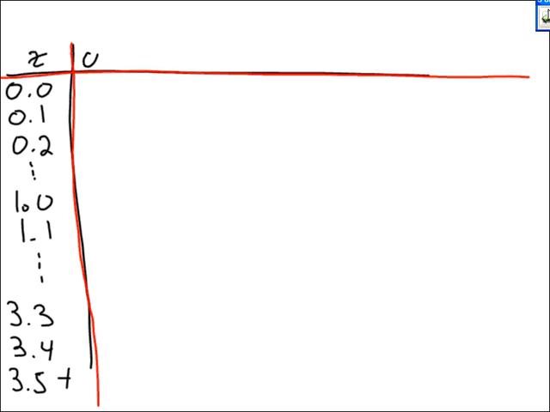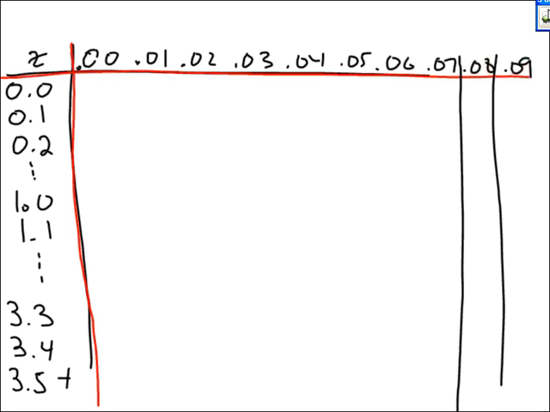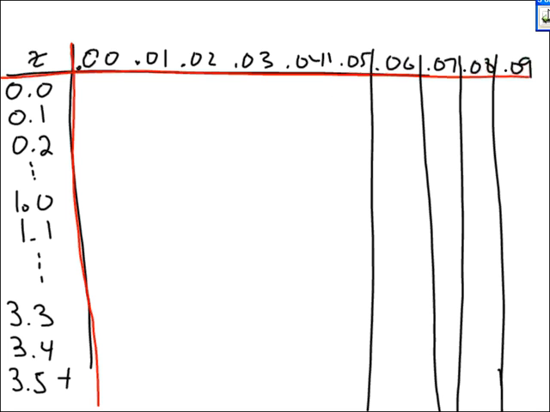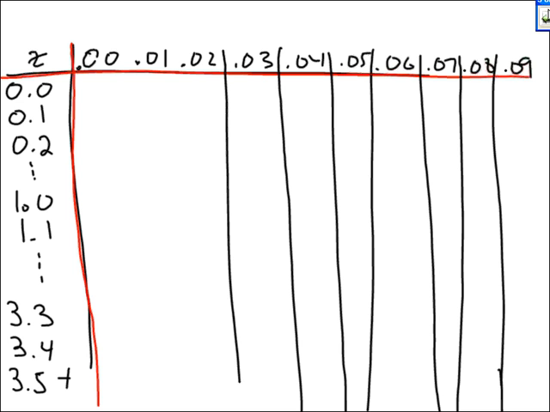On the top line, I'll put all the possible answers. And already I made a typo. 0.00, 0.01, 0.02, 0.03, all the way up to 0.09. 0.06, 0.07, 0.08, 0.09. And in the body, you'll see lots and lots of numbers. Those numbers are areas. And they're always less than 1.